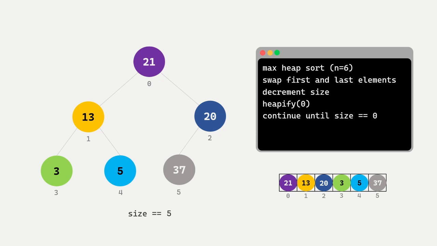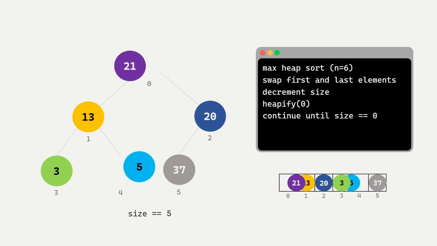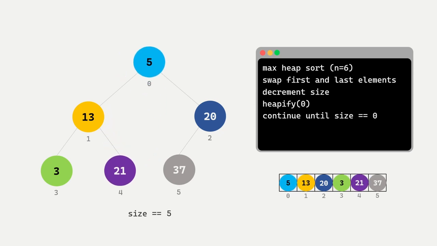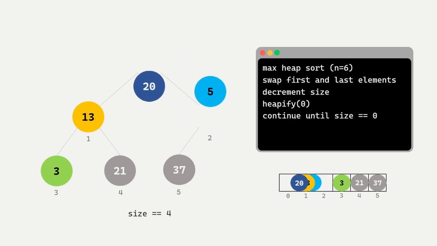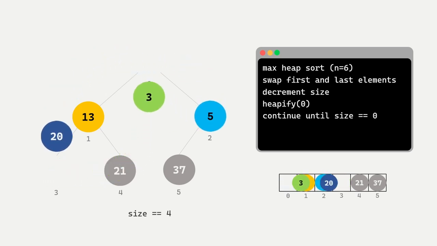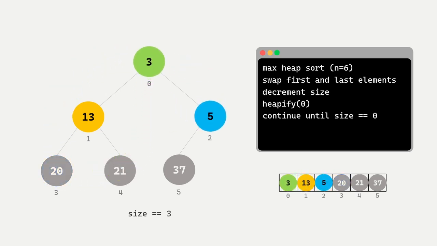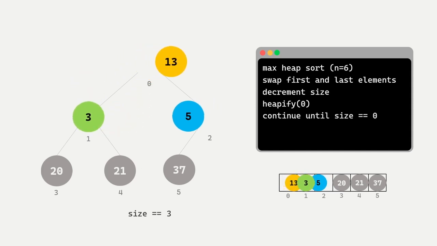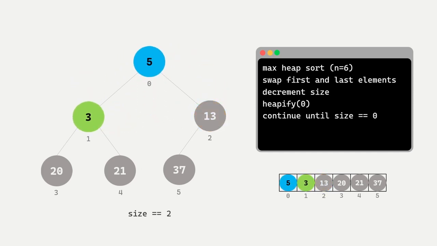reaches 0. So starting off the next round, we swap 21 and 5, and heapify again. And when we reach size 0, we end up with a sorted array. And I encourage you to rewind the video and rewatch the algorithm while keeping in mind these 4 steps of heap sort. First, swap the first and last elements of the array, then decrement the size, then heapify from root, or the index 0, and then continue till the size reaches 0.